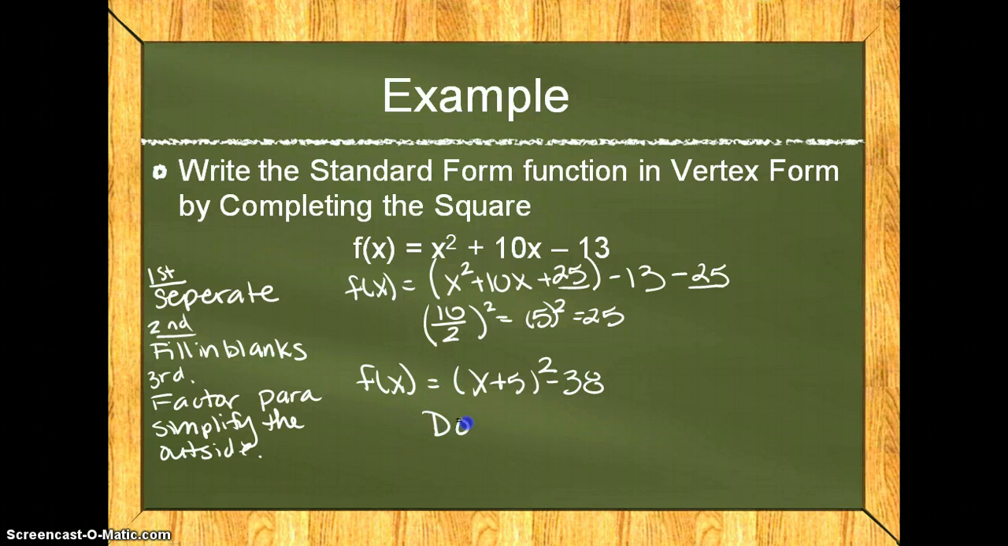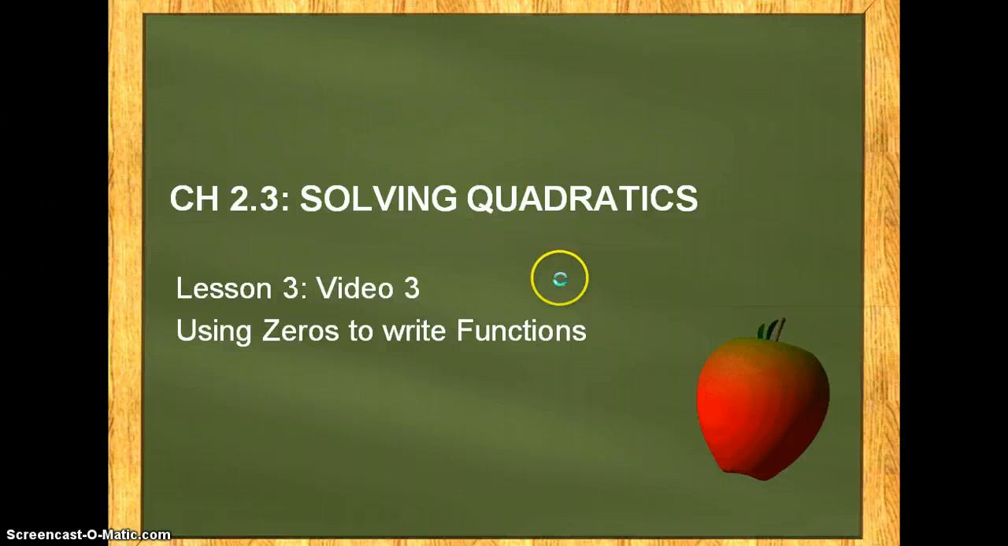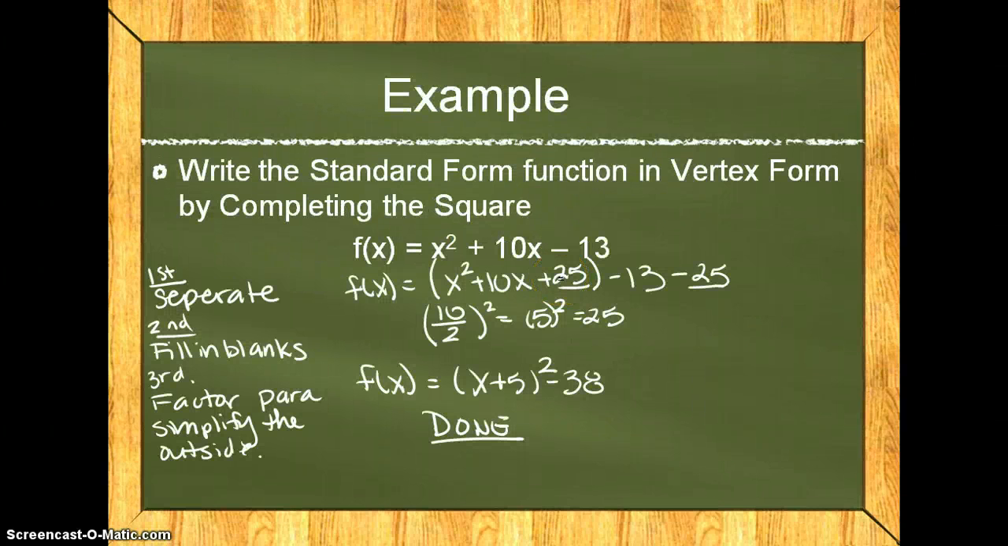This is it. As you can see, it's a whole lot shorter process than it is to solve. So again, the first thing that you want to do is separate using parentheses. Put in your blanks, and the two blanks should be opposites. The one on the inside should be a plus, and the one on the outside should be a minus.